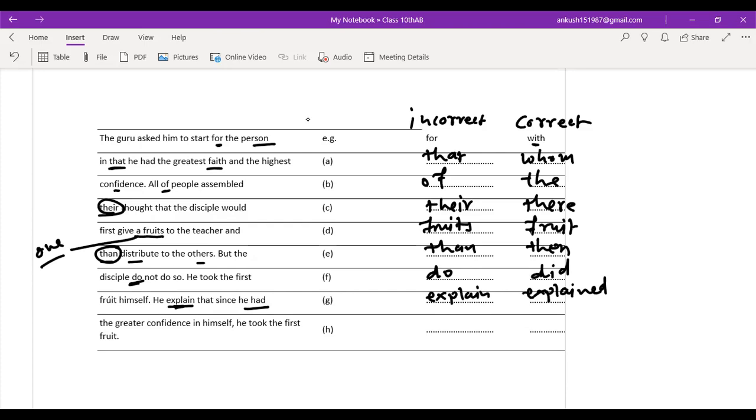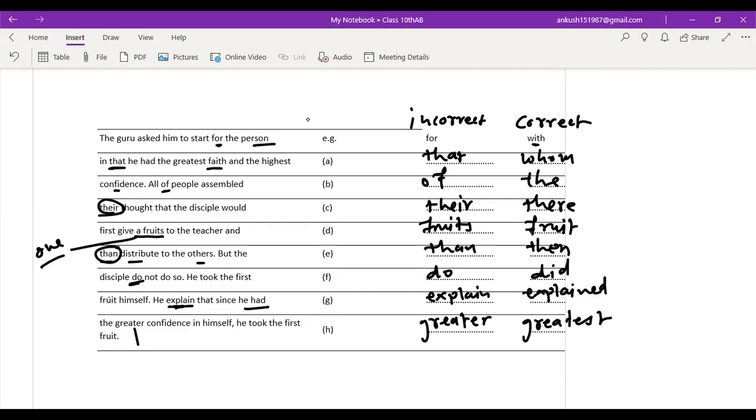What is wrong? The. Here the is proper, but after the we do not use the comparative form. Which form do we use? Superlative. So what is the superlative form for great? Greatest. He had the greatest confidence in himself. He took the first fruit. Did you get the point?